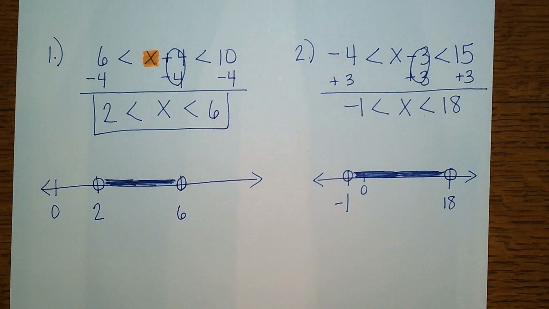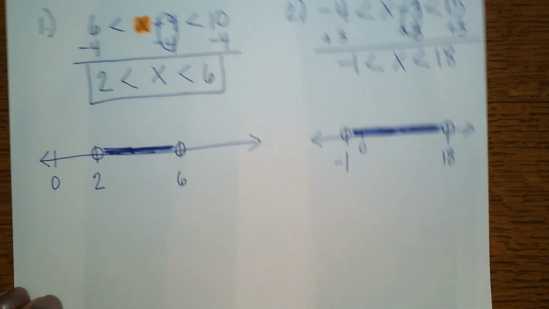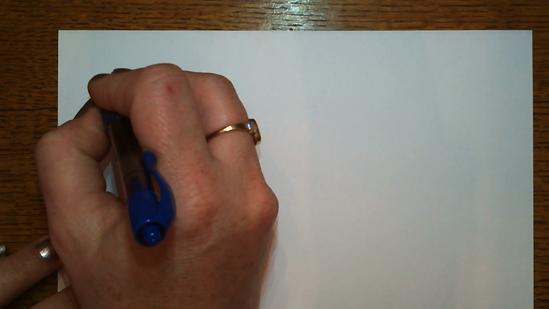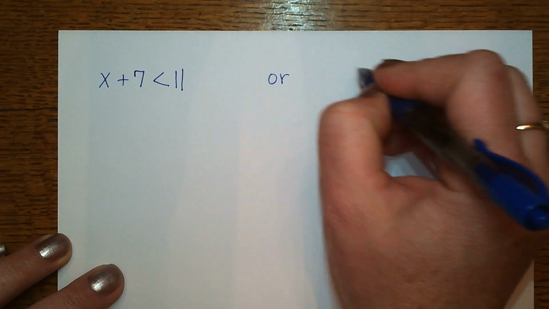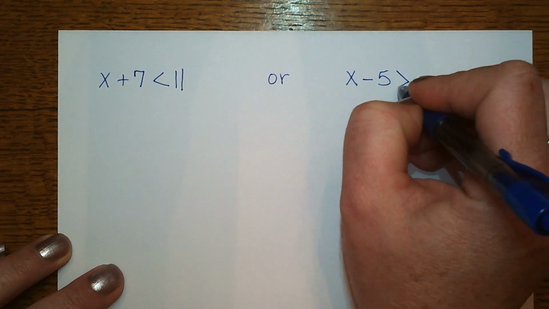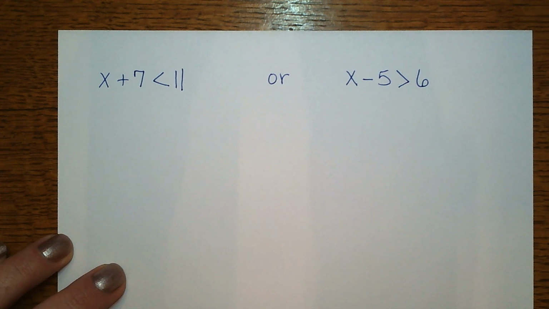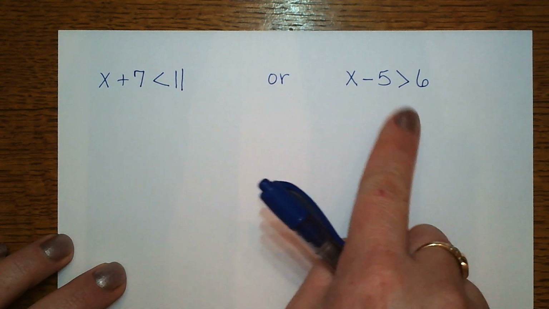Okay, next we're going to look at an OR problem. We're going to look at an OR inequality. Remember, an OR inequality is written with the word OR in between your two inequalities. So all I'm going to do is solve each of these inequalities individually.